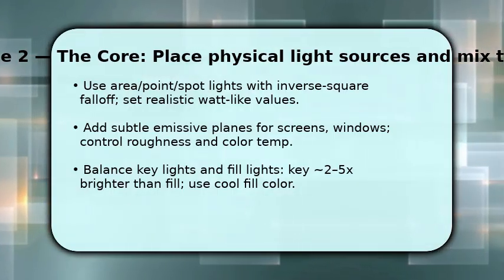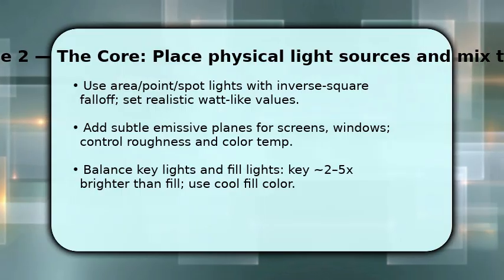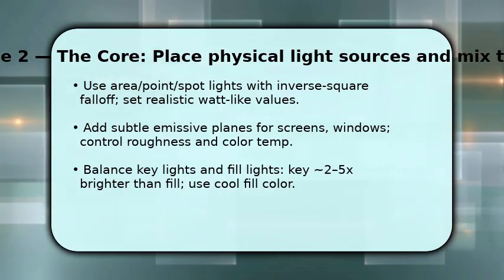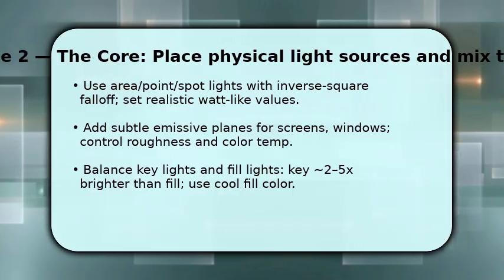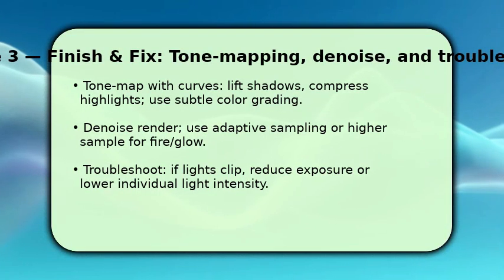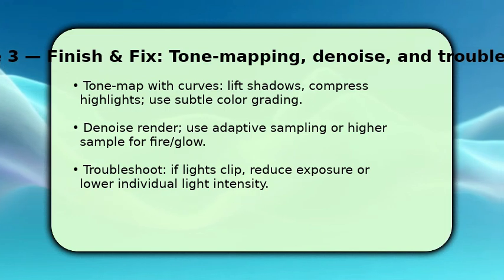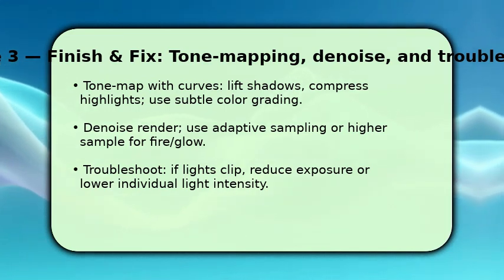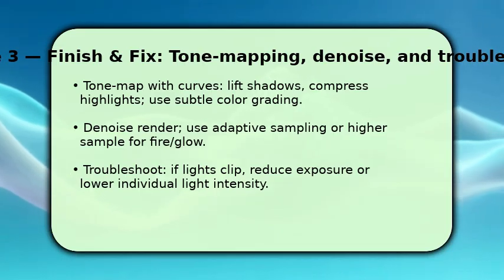Once balanced, add light linking to limit contributions. Make sure to use soft shadows and adjust size for realistic penumbra. Finish by polishing exposure and post-processing. Use curves to lift the deepest shadows slightly and compress highlights so glows don't blow out. Add bloom or glare sparingly for practicals and denoise the final image.